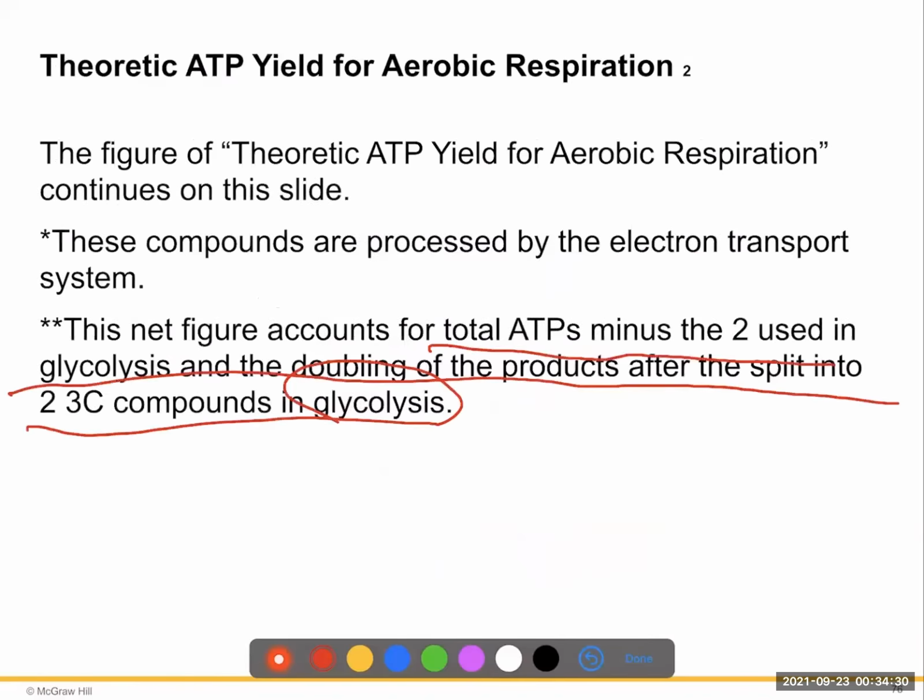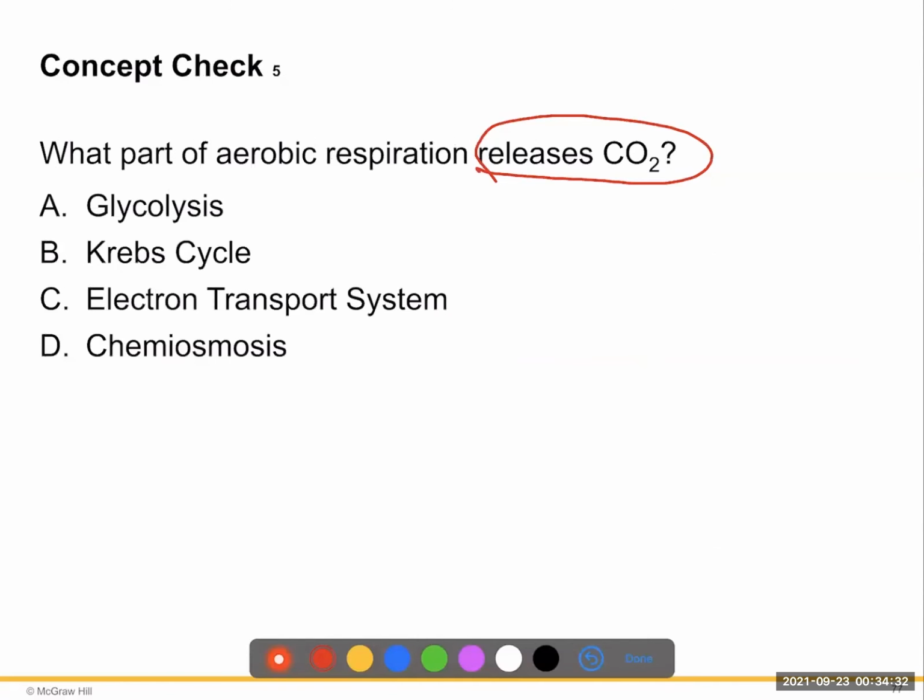So in our question, glycolysis, no. Electron transport system, no. Chemiosmosis, no. It has to be the Krebs cycle. Oh my gosh, I need to read the question. I was just focused on the word aerobic. I don't know why I was thinking of the final process was CO2, and that's like most predominant in the electron transport system. So electron transport, that's where all your ATP is produced.